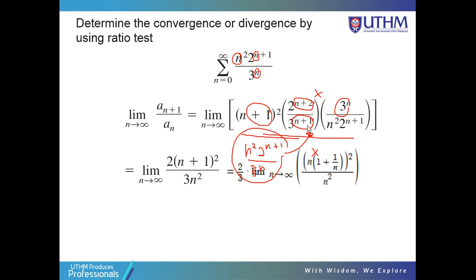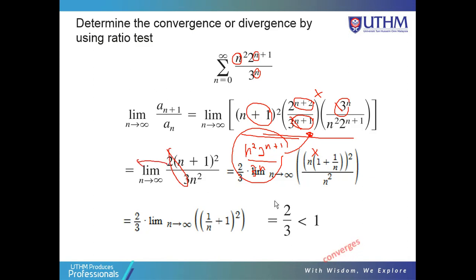Okay, this one will expand, 3n multiply with 3, so can cancel. Okay, this one n squared 2n plus 1, this one can expand. Okay, so you get the answer here, simplify and then you take the limit, you get the answer 3 over 2. 3 over 2, the 3 you bring out first. Okay, 3 over 2 less than 1, this one is convergence.